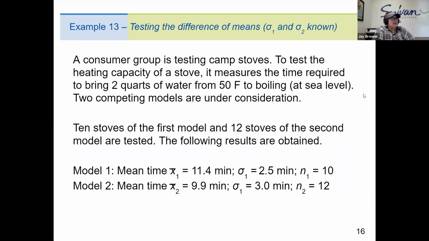Example 13. A consumer group is testing camp stoves. To test the heating capacity of a stove, it measures the time required to bring 2 quarts of water from 50 degrees Fahrenheit to boiling at sea level. 2 competing models are under consideration. 10 stoves of the first model and 12 stoves of the second model are tested. The following results are obtained. Okay, so we're going to use these to help us figure out our test.